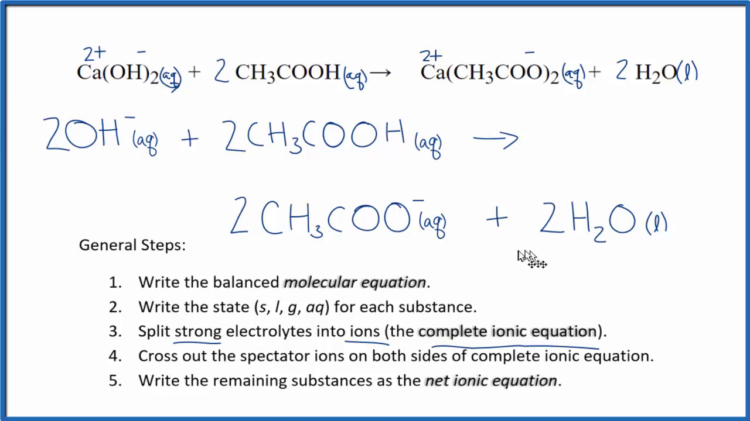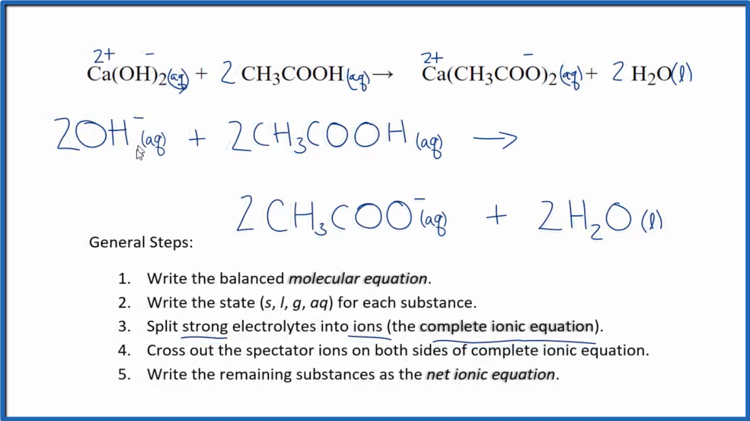So this is the net ionic equation for Ca(OH)2 plus CH3COOH. One last thing, since we have 2 in front of each term, we can reduce that down to a lower number. We can reduce that to 1, and we don't write the 1. So this would end up being the net ionic equation for Ca(OH)2 plus CH3COOH.